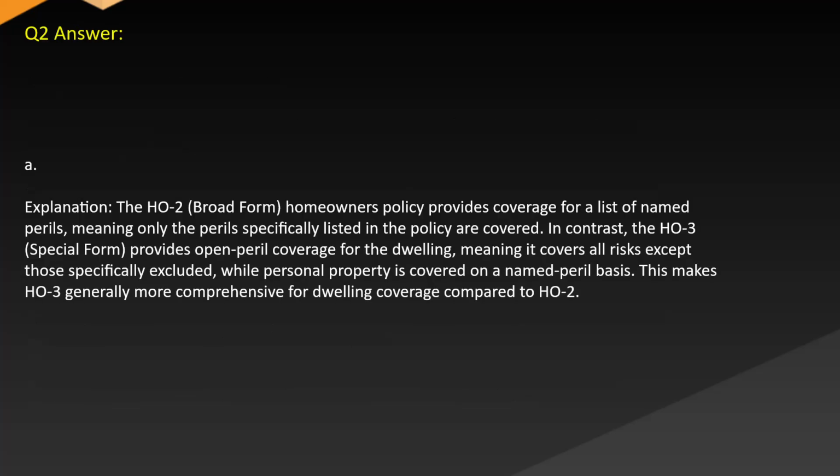Answer and explanation. The HO2 broad form homeowners policy provides coverage for a list of named perils, meaning only the perils specifically listed in the policy are covered. In contrast, the HO3 special form provides open peril coverage for the dwelling, meaning it covers all risks except those specifically excluded, while personal property is covered on a named peril basis. This makes HO3 generally more comprehensive for dwelling coverage compared to HO2.